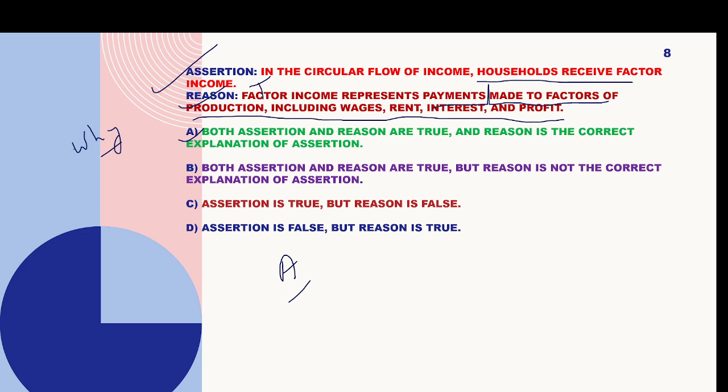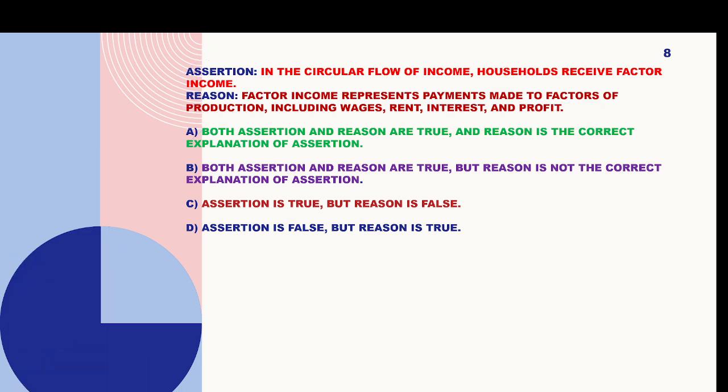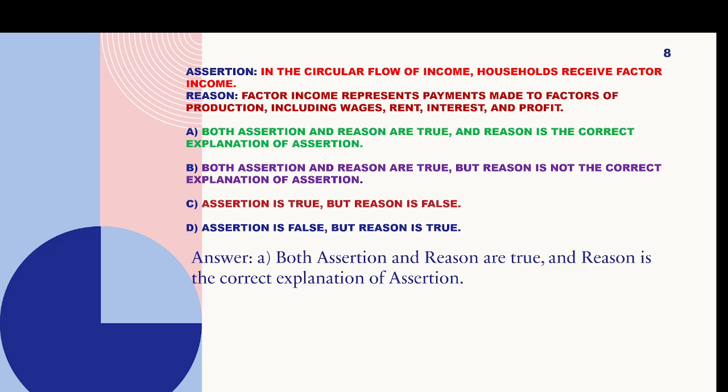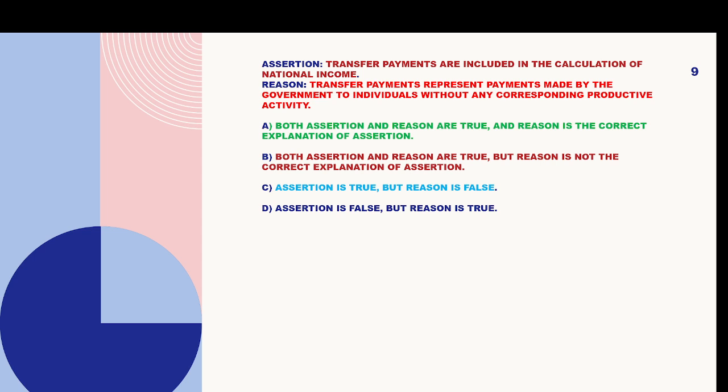Answer: both assertion and reason are true, and reason is the correct explanation. Okay. Next. The next question: transfer payments are included in the circulation of national income. Students, you know transfer payment. What is transfer payment? Do you know?